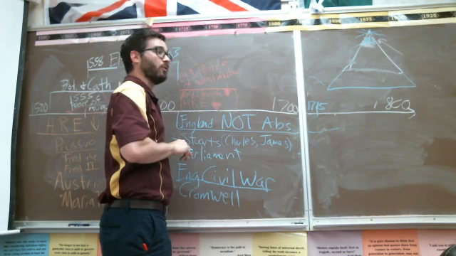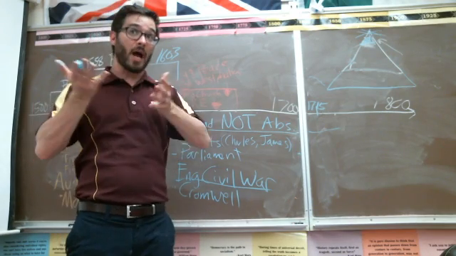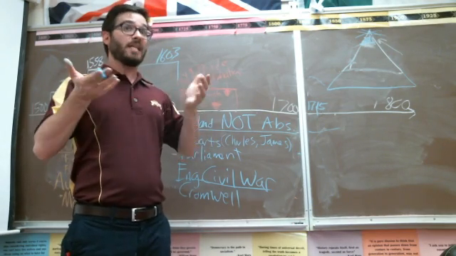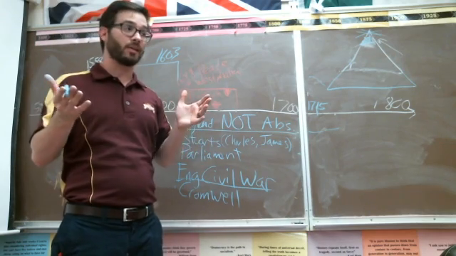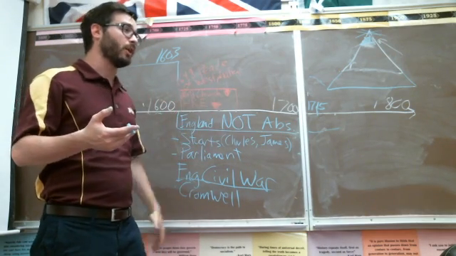Cromwell eventually dies, though. And when Cromwell dies, England doesn't have a problem with kings, right? And they need a monarchy. Still today, they have a monarchy. So when Cromwell dies, what does England do?